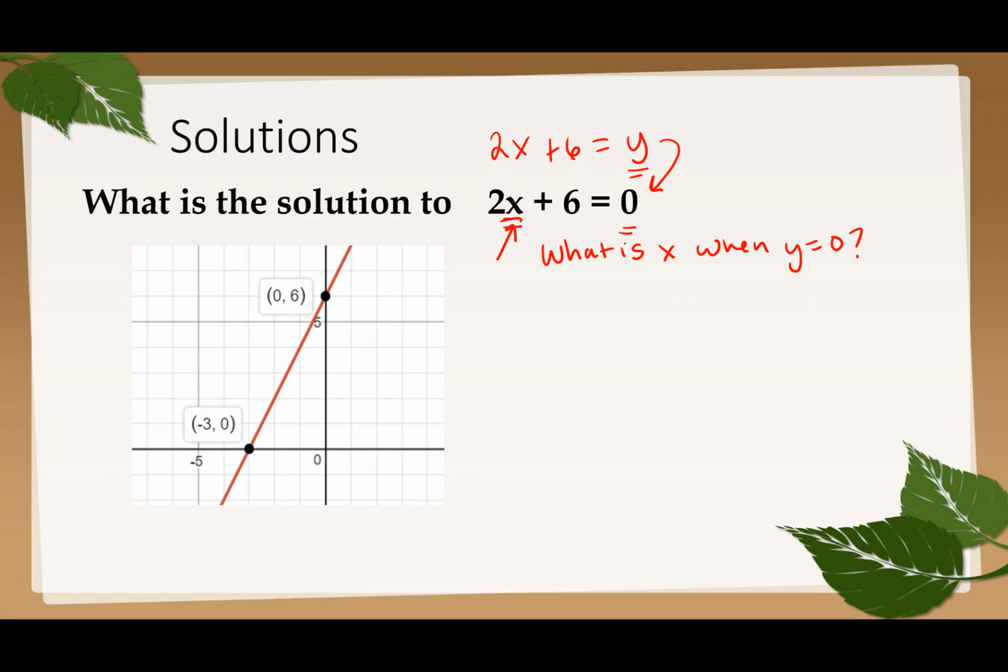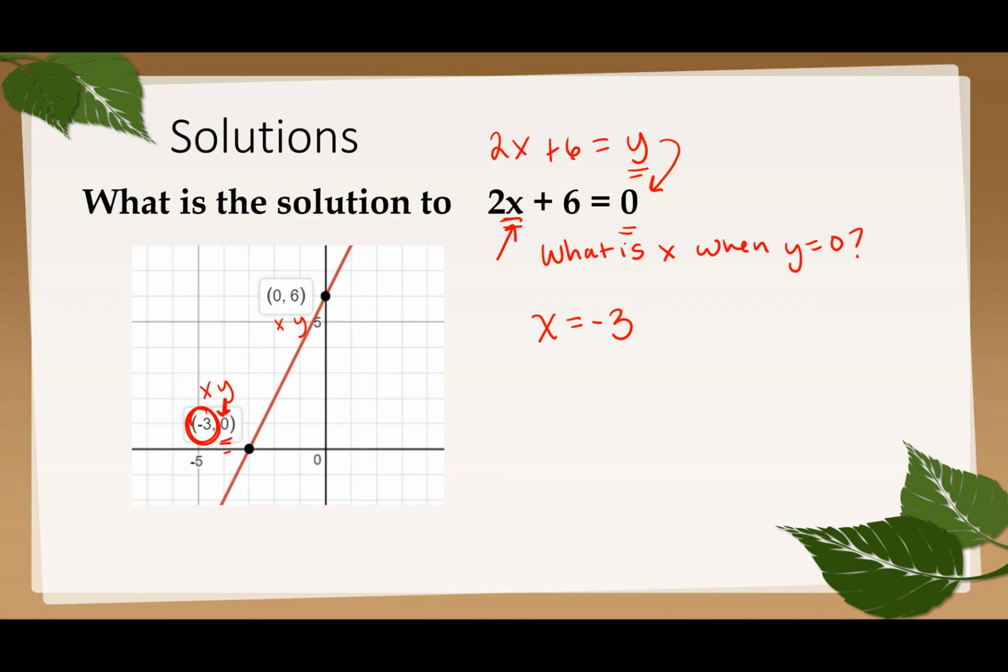Well, where on this graph is the y 0? Well, this is x comma y. Well, here is where y is 0. So you're basically saying, what is x when y is 0? So here your x is going to be equal to -3.